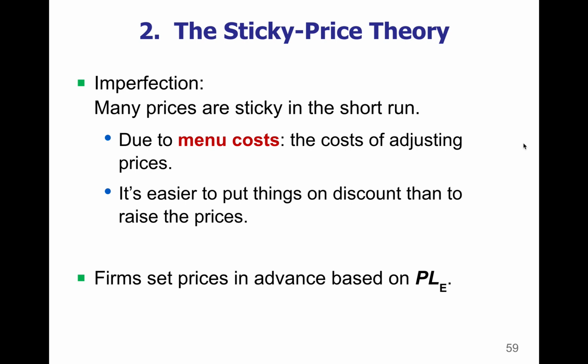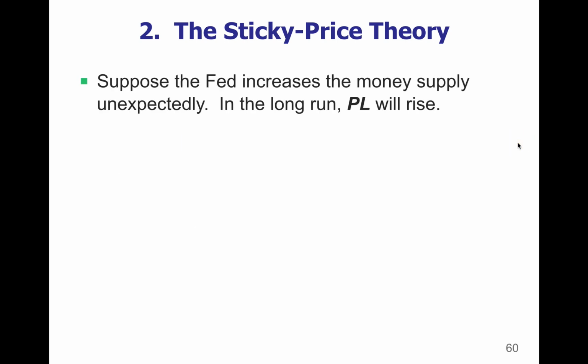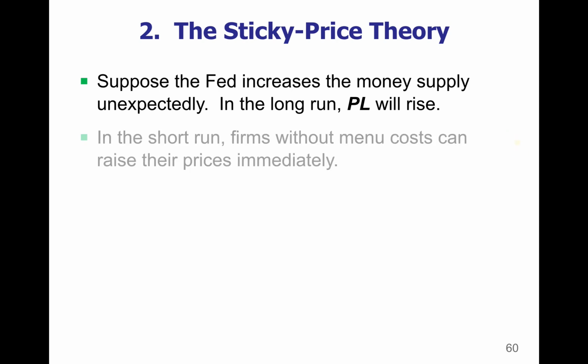Now, not all firms have menu costs. Some have extremely high menu costs and some have little to none at all. So for example, let's say the Federal Reserve Bank decides to increase the money supply, and in the long run, that will cause price levels to go up because there's more money in the system for people to spend. Now, in the short run, firms that have no menu costs can raise their price level right along with the general level of prices, and they can be receiving higher revenues immediately.